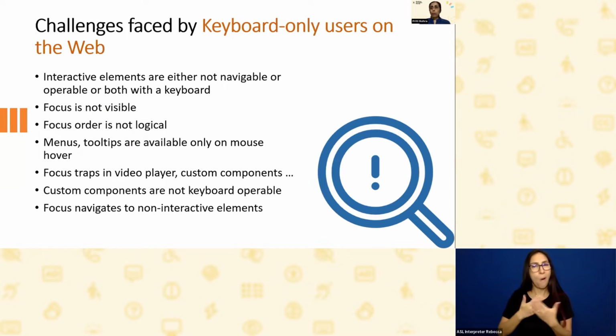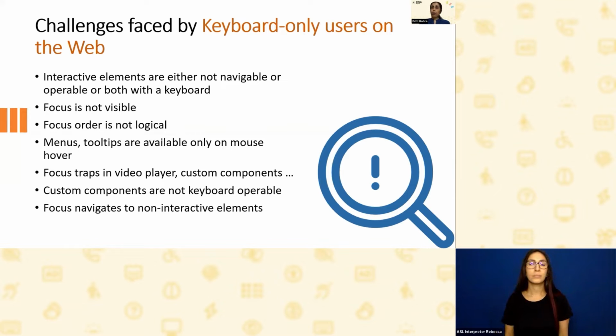So, about the challenges that people who use a keyboard generally face on the web. Not all the elements can be navigated with a keyboard. Menus, tooltips, sliders, you can't interact with them with a keyboard. They are only coded to work with a mouse. If I can't get into a menu with a keyboard, how am I supposed to access the different list of products that are available in the products menu?